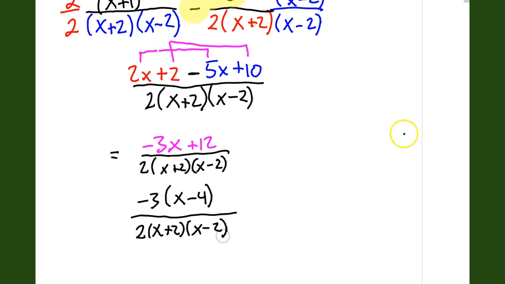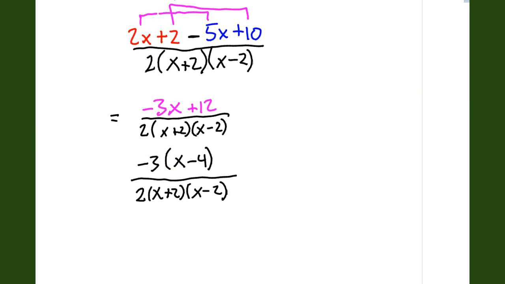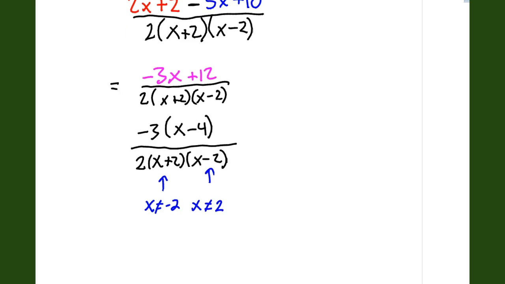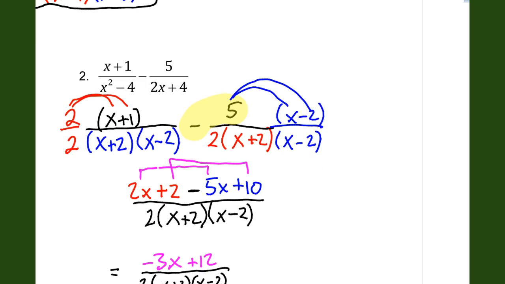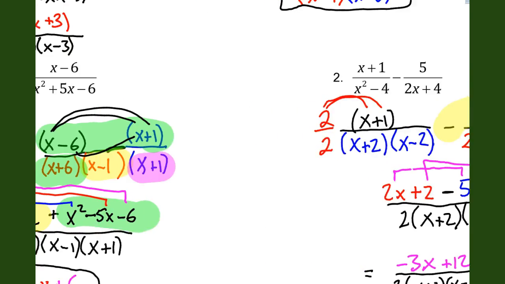All right. And then lastly, don't forget the excluded values. What makes this rational expression equal to 0 in the denominator? So for here, x cannot be negative 2 because negative 2 plus 2 would be 0. Can't divide by 0. And for here, x cannot equal positive 2 because 2 minus 2 would be 0. There we go. All right, so those are our 4 examples. And there we go.